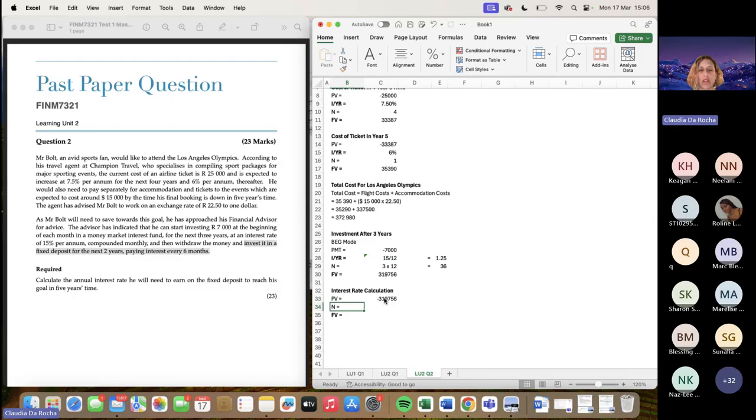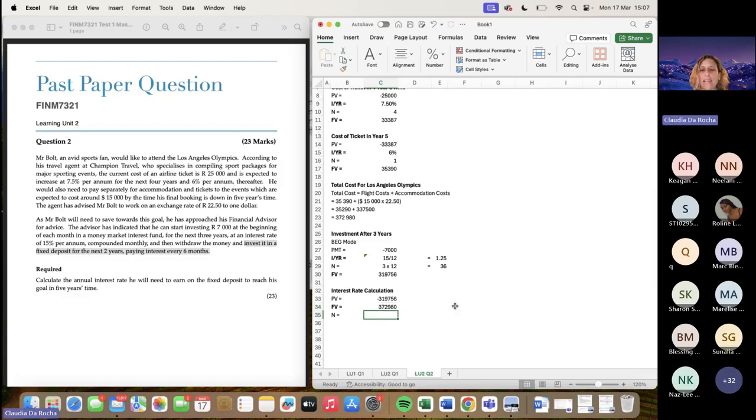What is our future value? Our future value is the amount that we want to take to the World Cup. Okay, so it's a 372, not the World Cup, Olympics. It's the total amount that we need, which is 372,980.